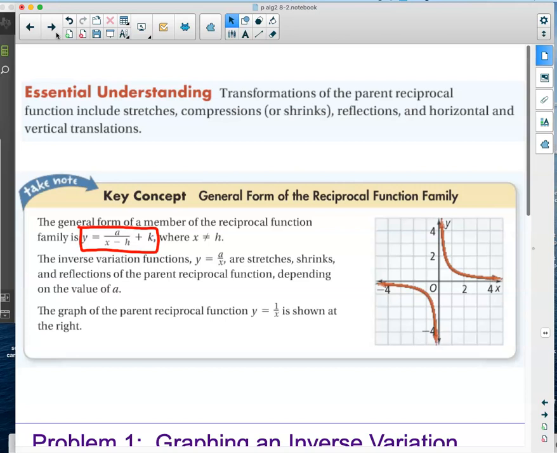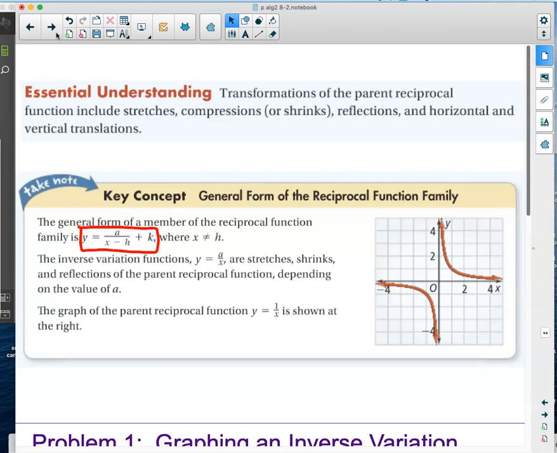So that's the general form. The general form of a member of the reciprocal function family is y equals a over x minus h, plus k, where h and x can't be the same thing. Because if they were, 3 minus 3 would give us 0 in the denominator. So that's where we're going to find our vertical asymptote.